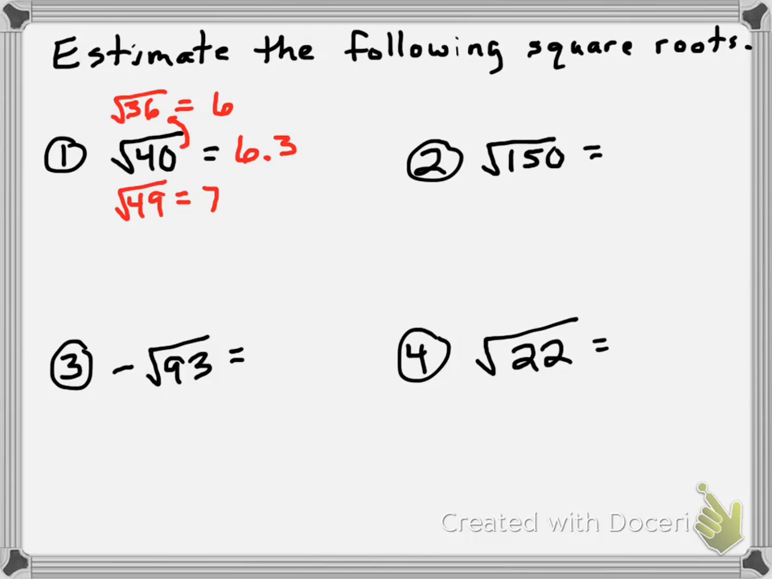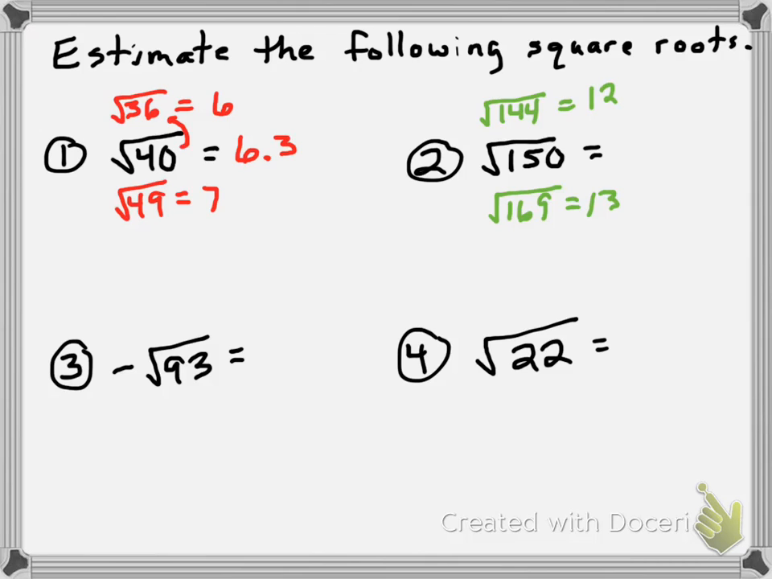Okay, so 150. What perfect squares do we know around 150? Well, we know 144. And we know 169. The square root of 144 is 12. The square root of 169 is 13.